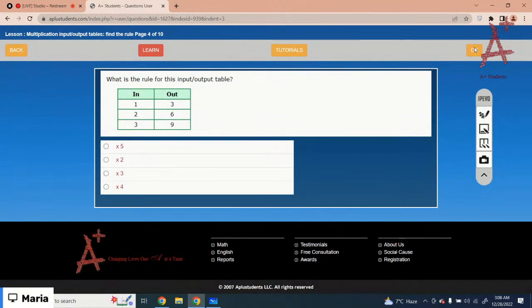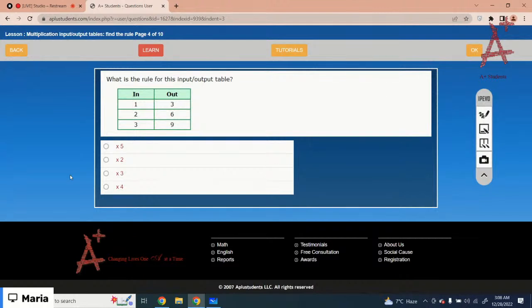Okay, what is the rule for the input output table? So which is the correct option? 1, 2, 3, 4. Multiply by 5, multiply by 2, multiply by 3, and multiply by 4. So which is the correct option? Yes, it is multiply by 3.